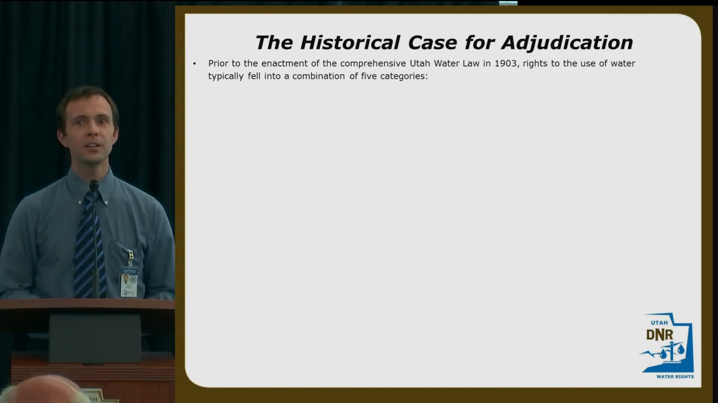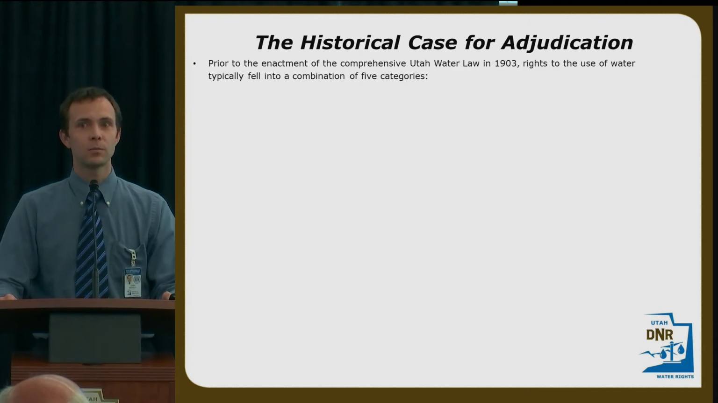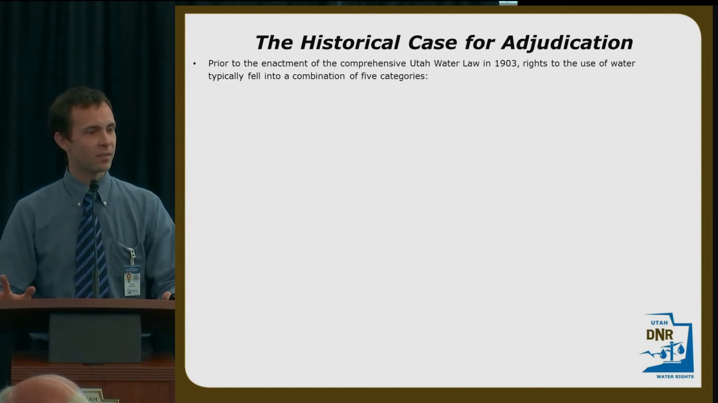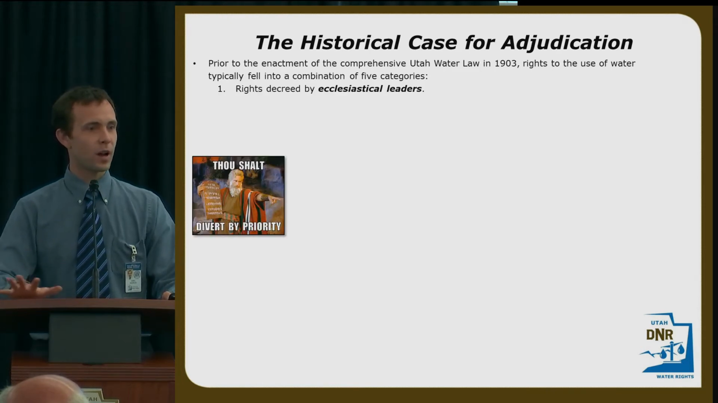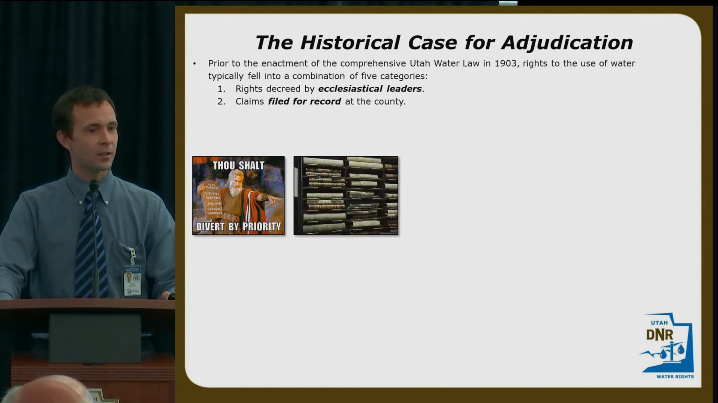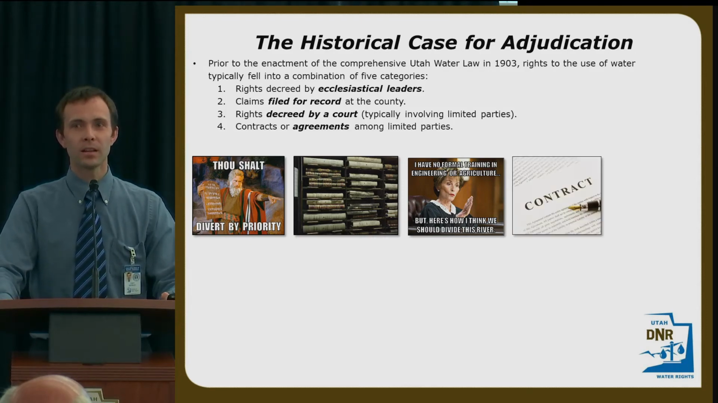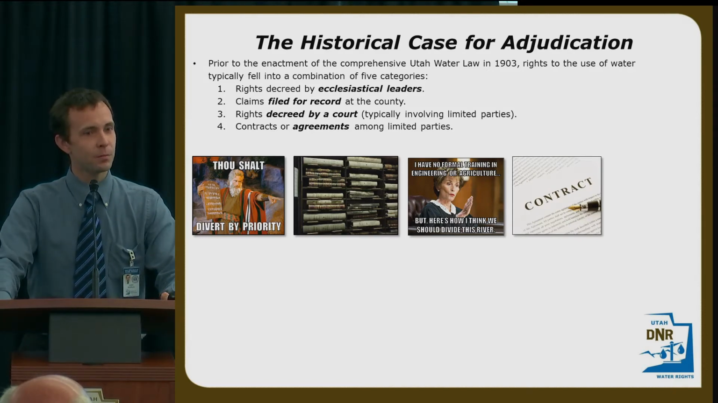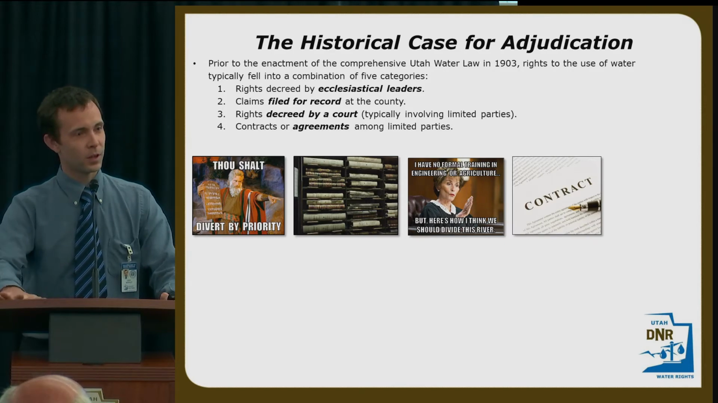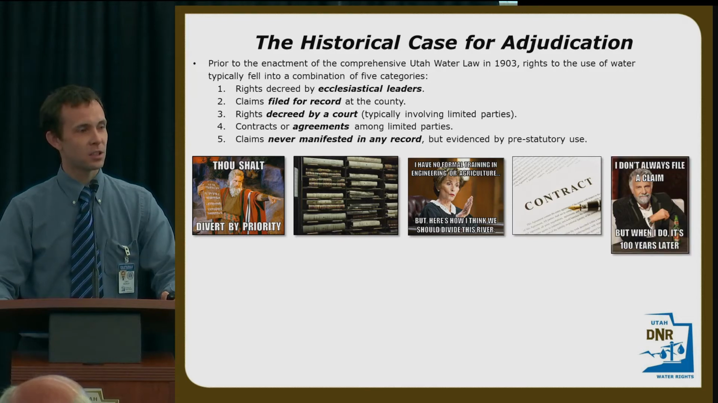So here's why we do adjudications. Prior to the enactment of the comprehensive 1903 water law, the rights were typically in 5 categories. There were rights that were decreed by ecclesiastical leaders, claims filed for record at the county, so if they were on the record at the county recorder's office, rights decreed by any kind of court, contracts or agreements among limited parties, and these first 4 are really the written types of water rights that existed. The 5th one is just the unwritten water rights.